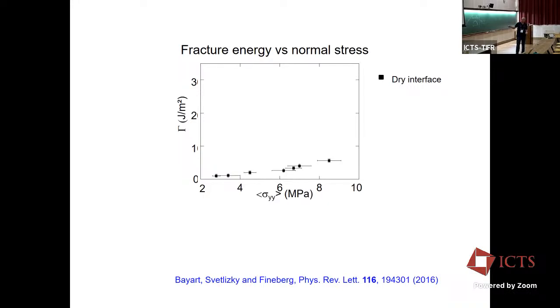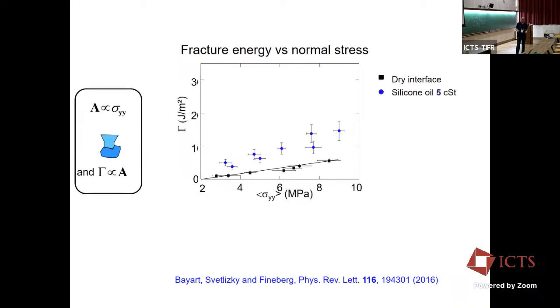So this is the fracture energy as a function of the pressure. And this is for 5 centistoke silicone oil. So we see the same linear behavior. This is for 100 centistoke silicone oil. And this one is for 10,000 centistoke silicone oil. And the first thing I guess you can see is the viscosity doesn't seem to matter that much. The shear of the lubricant layer isn't playing a role here. We're breaking something, but we're not shearing anything, and that's what's contributing to the fracture energy.